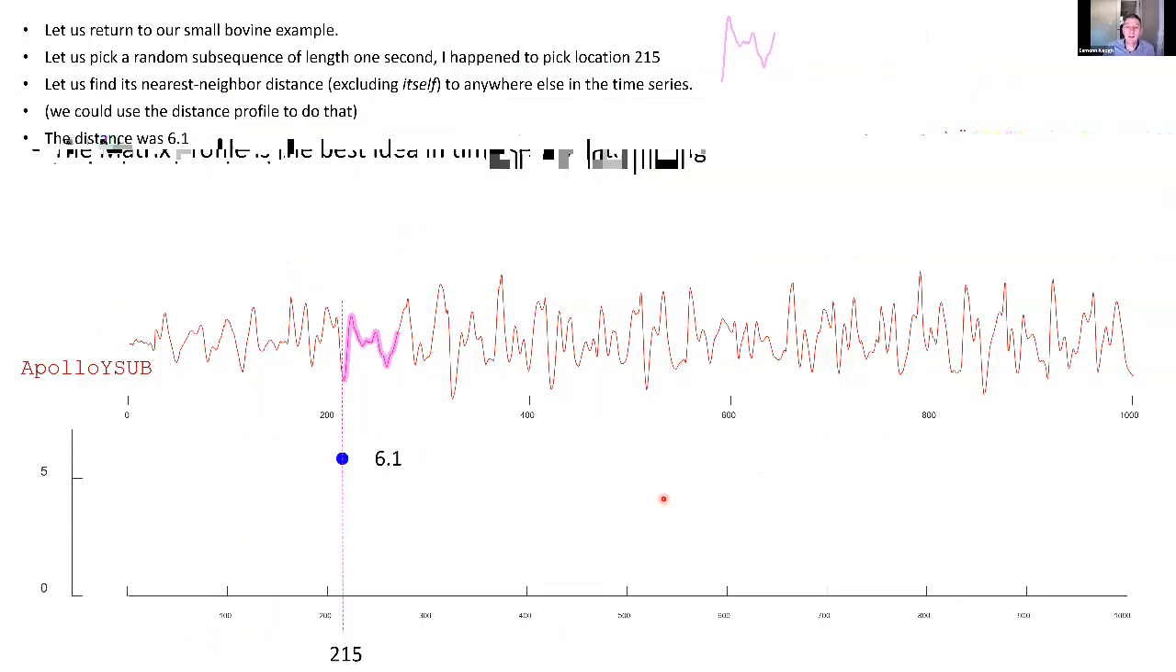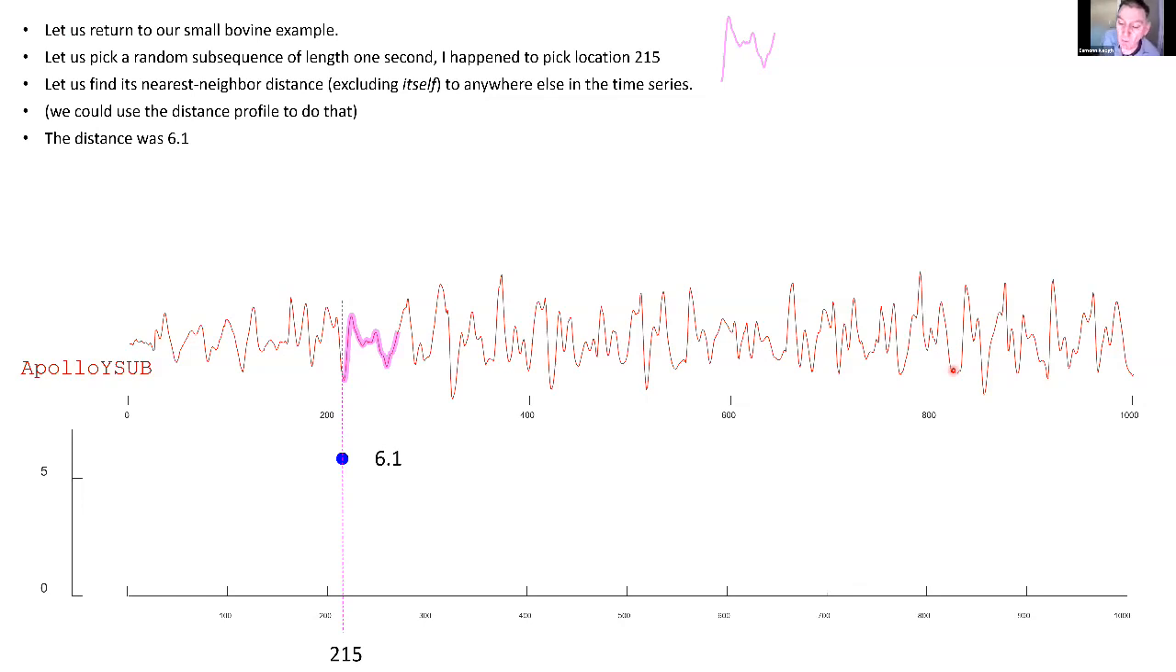Okay, let's return to our bovine example. And here is Apollo Y sub, our small subset of time series. Now, to illustrate this, I'm going to pick a random location. I have to pick 215. Here's the time series subsequence at that location in pink. I'm going to find its nearest neighbor in the rest of the time series.